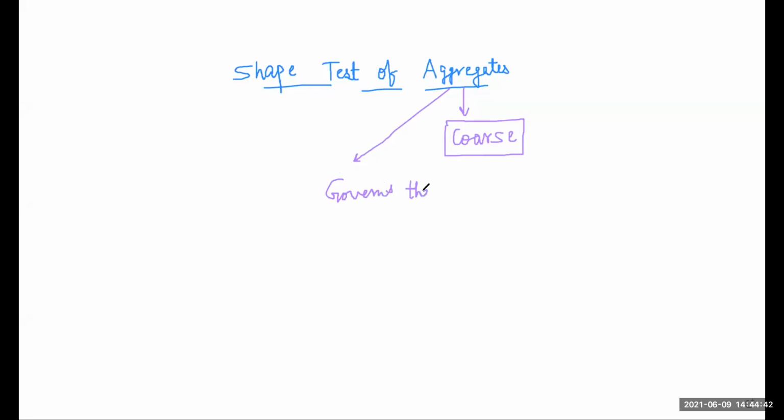Today I will discuss what flaky particles are, how we identify flaky aggregate, what the flakiness index is, and how the flakiness index test is performed. Also, in today's class I will discuss what elongated particles are, how elongated particles are identified, what the elongation index is, and how we perform the elongation index test. In today's class, I cover all the aspects of the shape test for aggregate. So you need to be patient for 3 sessions.